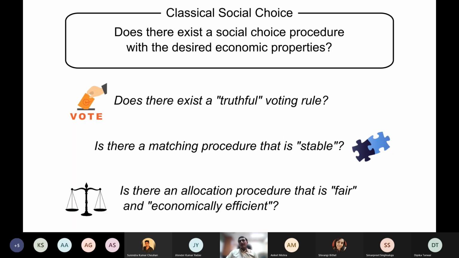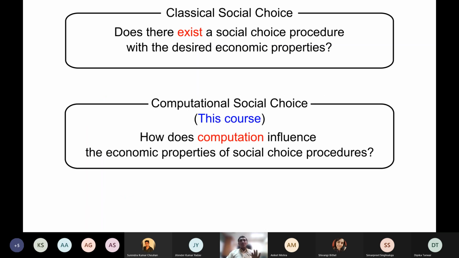Or one could ask, well, is there an allocation procedure which is fair in some provable mathematical sense and also economically efficient? So I don't expect you to understand any of these terms here, truthful or stable or fair and efficient. What I do want you to notice at this point is that the nature of questions in classical social choice theory, which is primarily within economics and political science, was existential. Traditionally social choice theory asks existential questions, like, does there exist a social choice procedure with certain nice properties? By contrast, in this course, we are going to take a computer scientist's perspective on these problems.